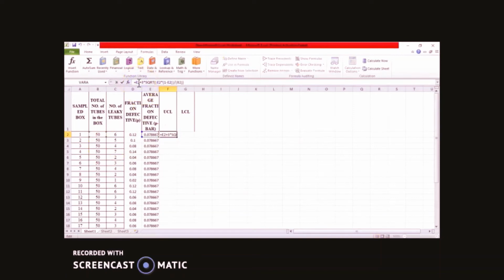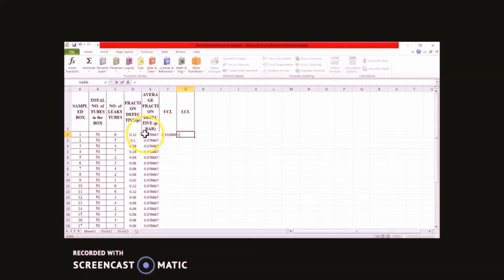Before moving ahead, very quickly I'm going to put a dollar sign so that we can get values for the rest of the samples. Okay, fine. Now for the lower control limit, again a similar formula, the only exception is that it was an addition for the upper control limit. In the lower control limit it will be the difference between the two.